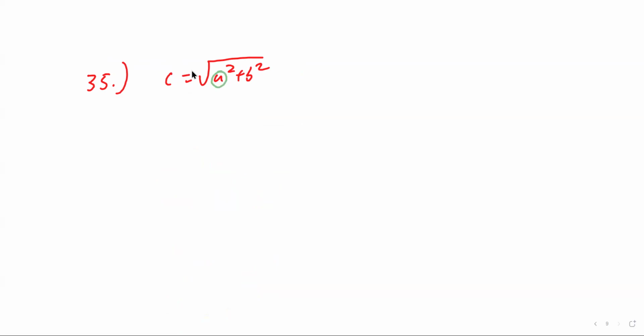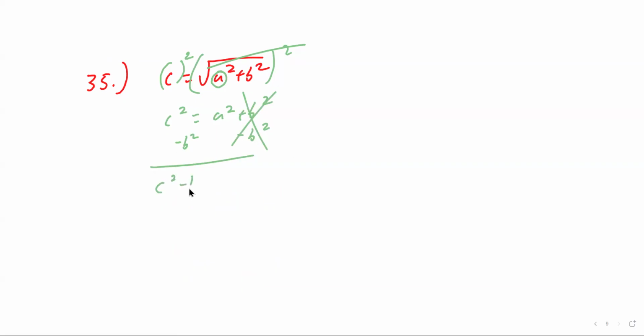The first thing I need to do is get rid of the square root, which is now isolated. So I'm going to square both sides. I now get C squared equals A squared plus B squared. Then I'll subtract the B squared, because I always want to get rid of my addition and subtraction first. So C squared minus B squared equals A squared. Now I'm going to take the square root of this. Do watch out for this, because when I take the square root, don't forget the plus or minus.